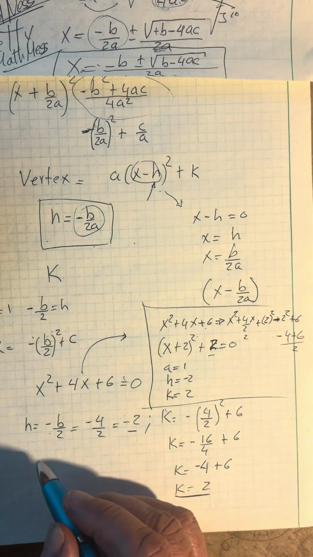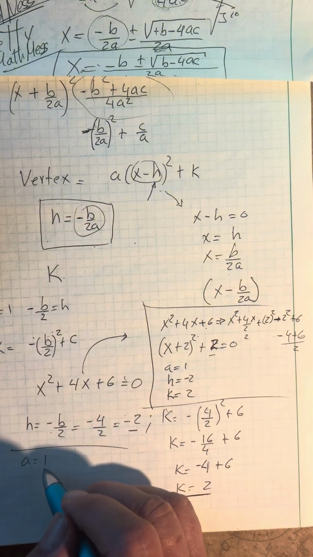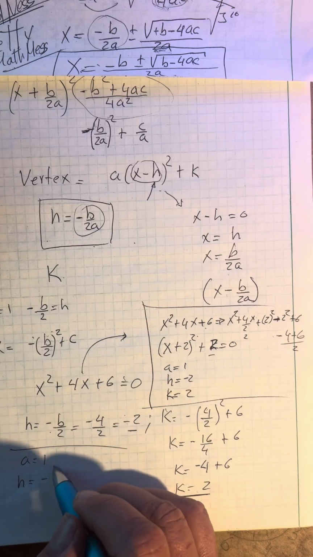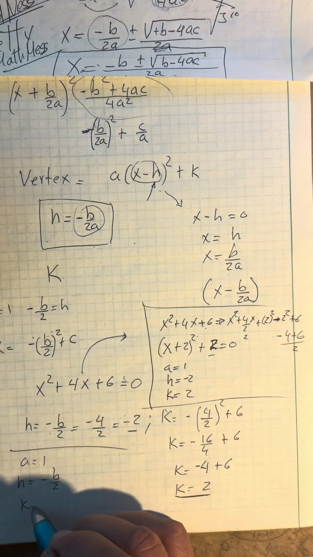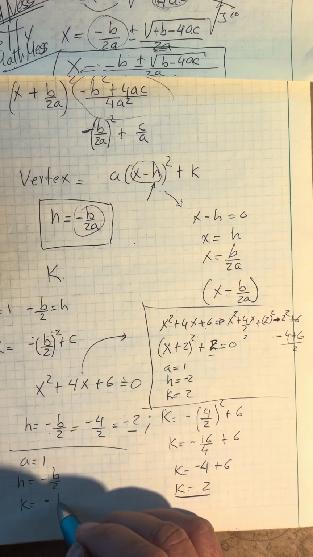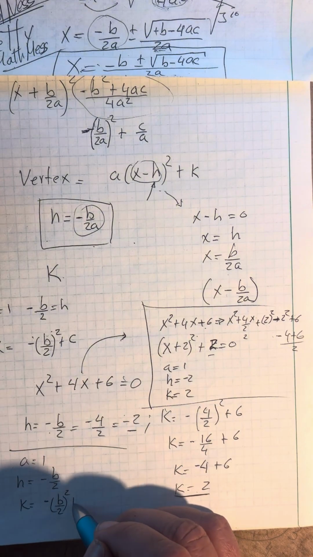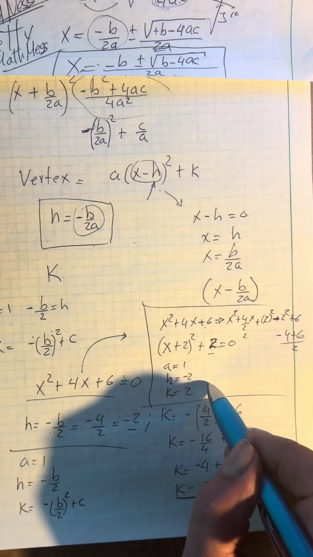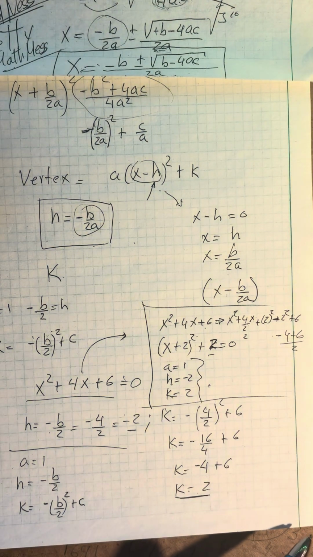So, conclusion: for a equal to 1, h will be equal to minus b over 2, and k will be equal to minus b over 2 squared plus c. And that's it. And it works because we tried it and it does work. So I hope you like that.